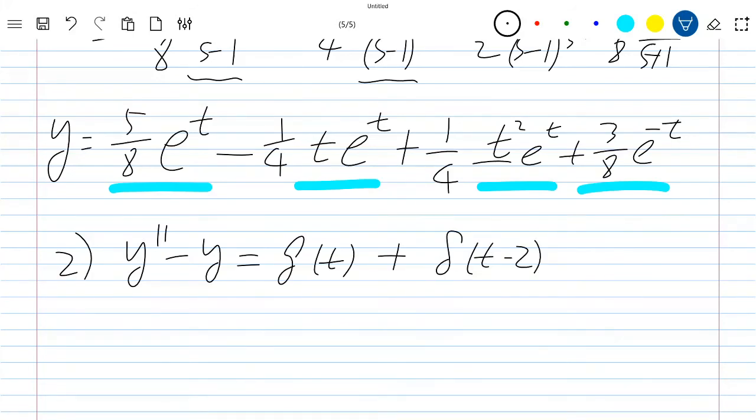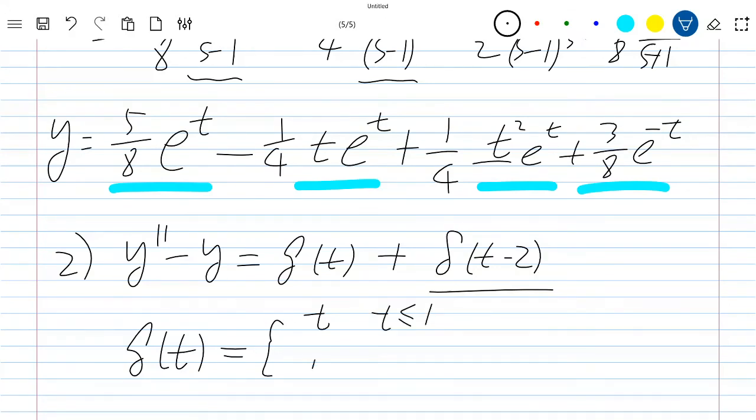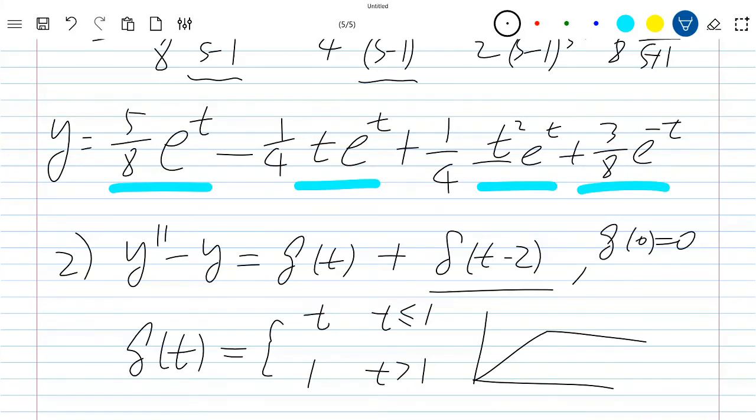Say you have a delta function in your equation, and this g of t is defined piecewise. It's t when t is less than 1 and stays at 1 when t is greater than 1. So if you plot it, it will be linear growth, then stay there. Okay, and the initial condition is chosen to be simple, so that everything is 0.